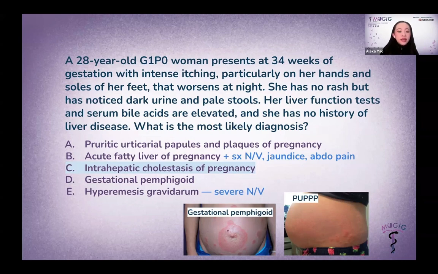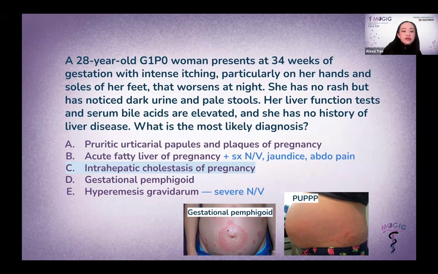So of note, options A and D, which are the PUPP and gestational pemphigoid, typically present with characteristic rashes on the abdomen. Examples of what that might look like are on the slides, but the patient in this vignette didn't have a rash. Acute fatty liver of pregnancy would also present with nausea, vomiting, abdo pain, and jaundice, and it's also typically associated with more severe liver dysfunction, not just itching. Jaundice is pretty rare in cholestasis of pregnancy and generally indicates other causes.